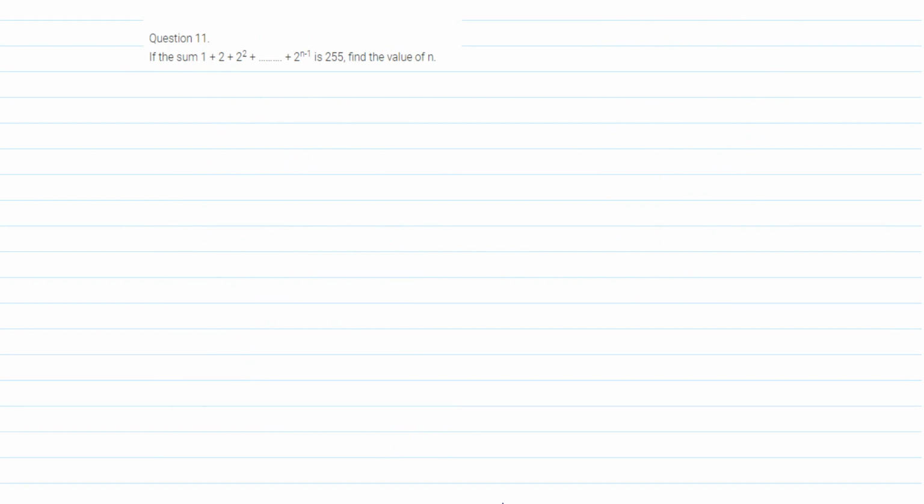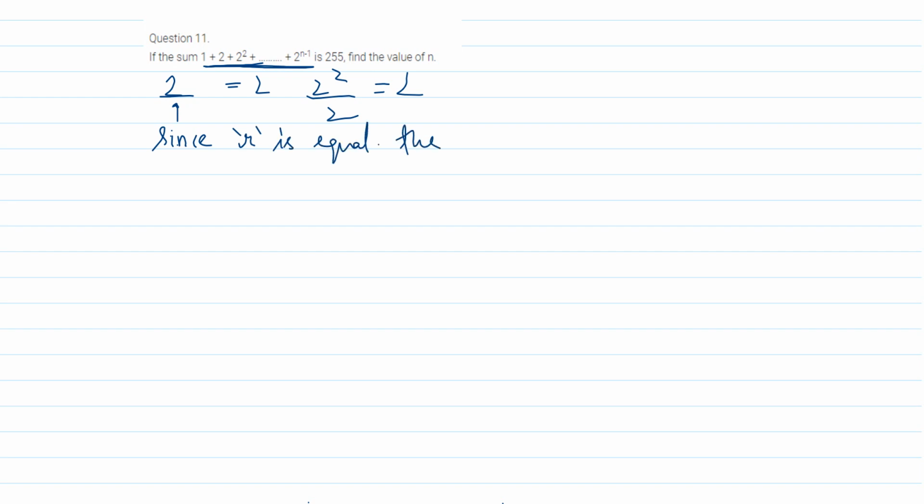If the sum of the series is given to you, students, but you are not given whether the series is in AP or GP, then we'll be finding that. Okay, that's very simple. Now you know these steps. So 2 by 1 is equal to 2, then 2 upon 2 is again equal to 2. So since r is equal, the given sequence is GP. Okay, so the given sequence is GP.